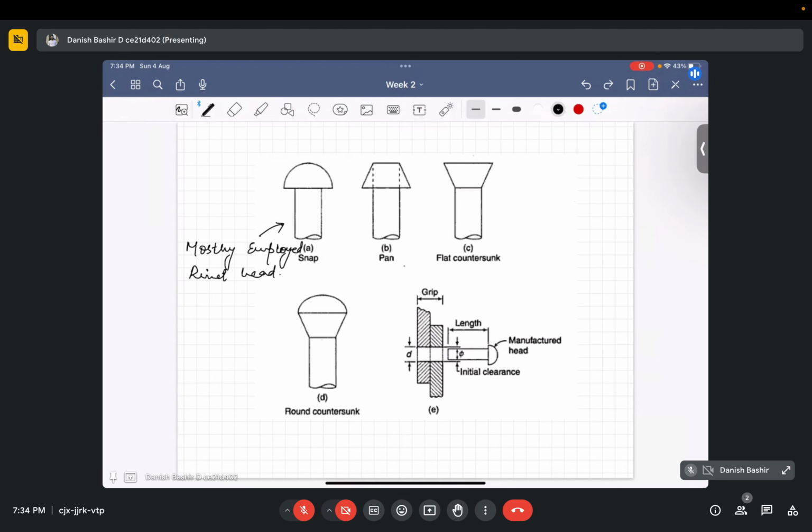So the shank is made of length to extend through the parts to be connected and with sufficient extra length for the second head to be made at the other end. I mean to say that it should be long enough to cover this thickness, and then long enough from this side so that it can be hammered to make a head on the other side, because one head is already there, so it is to be hammered from this side to make one more head.